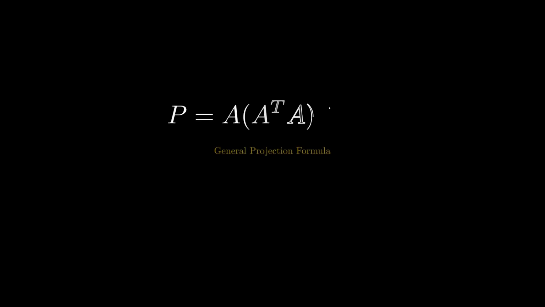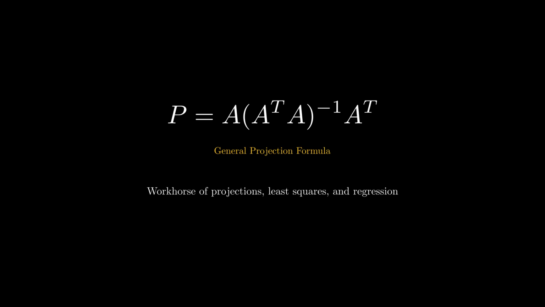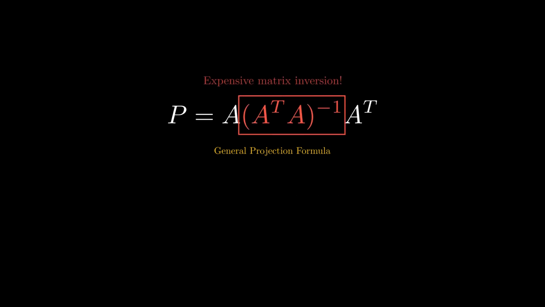P equals A times (A transpose A) inverse times A transpose. This formula is the workhorse of projections, least squares, and regression. But notice this middle piece, (A transpose A) inverse. It demands a matrix inversion, which is expensive and error-prone.